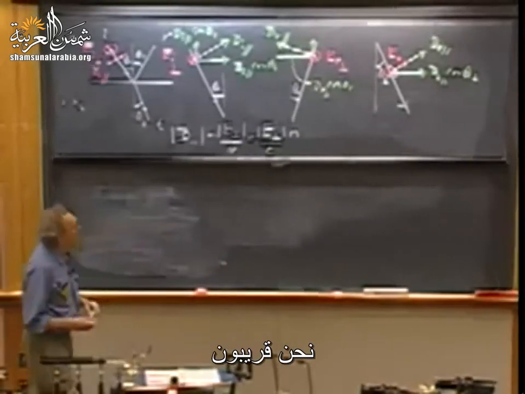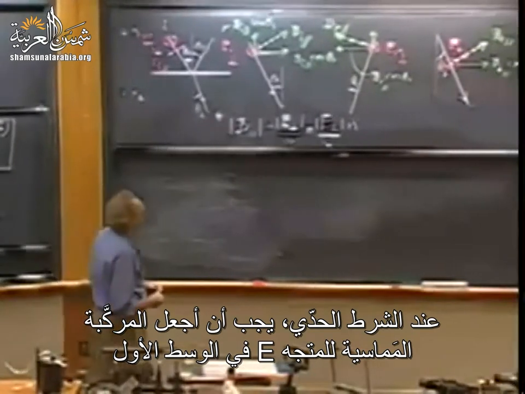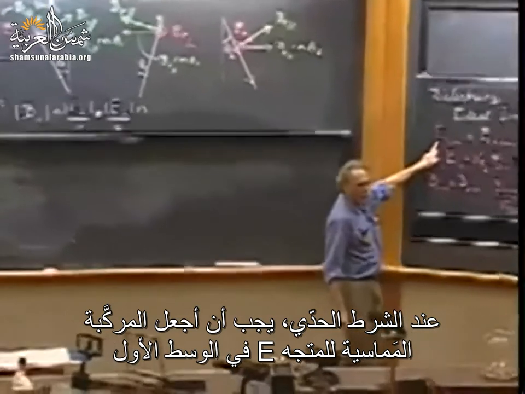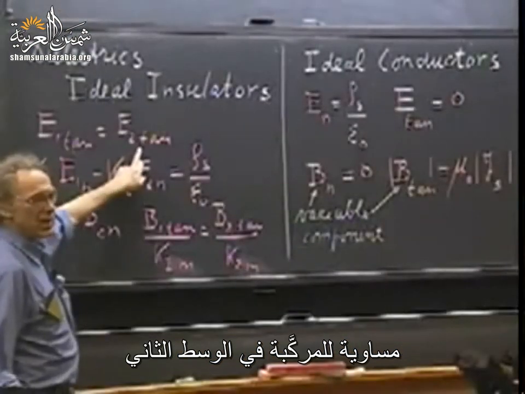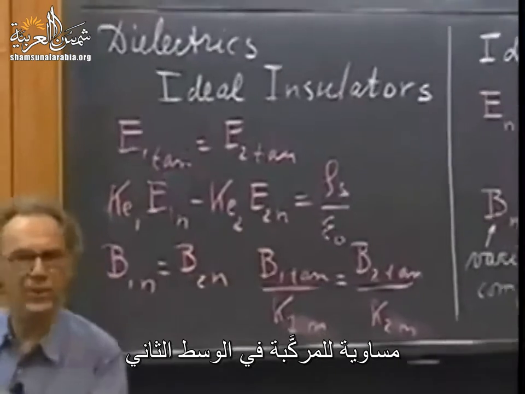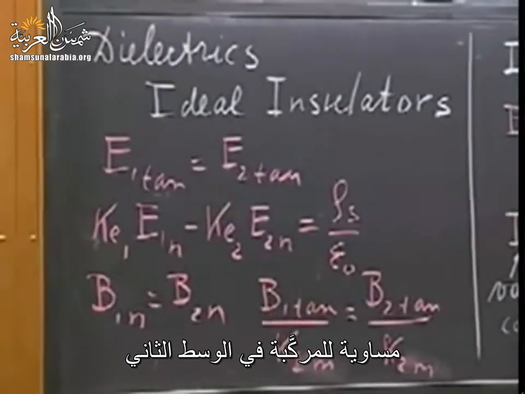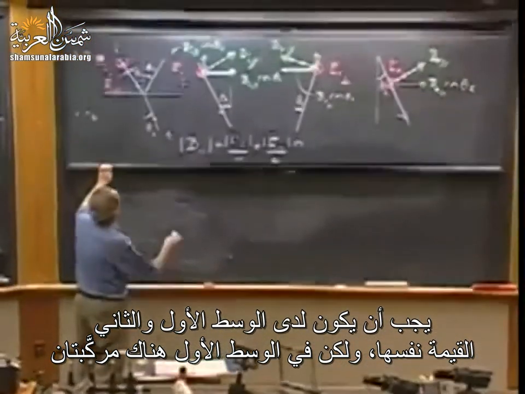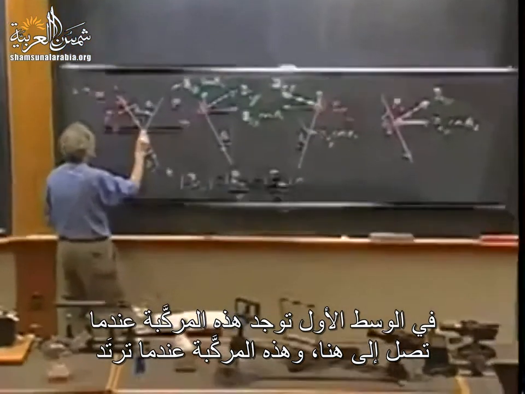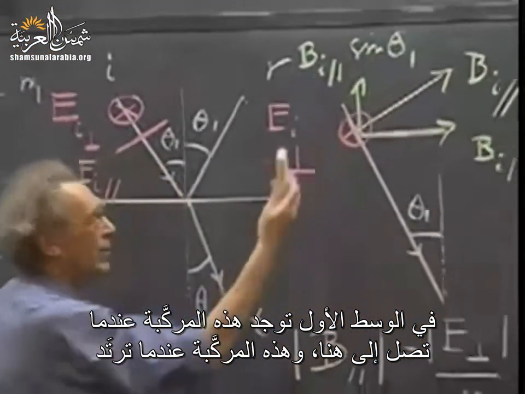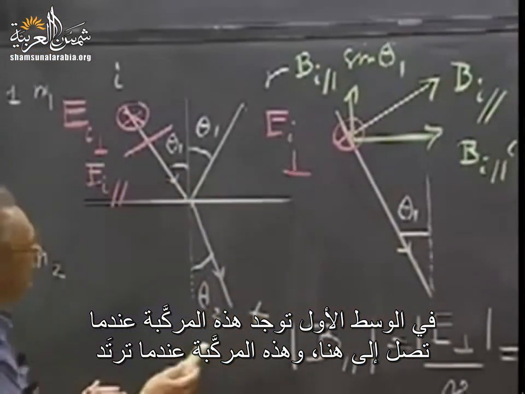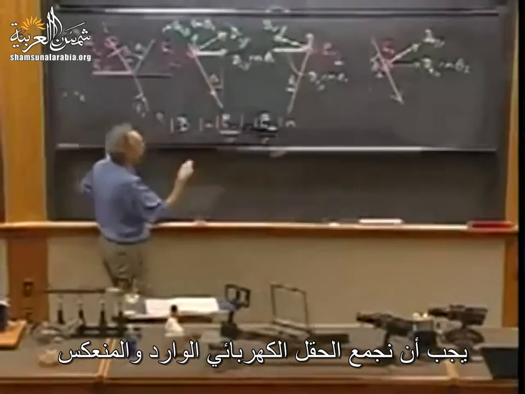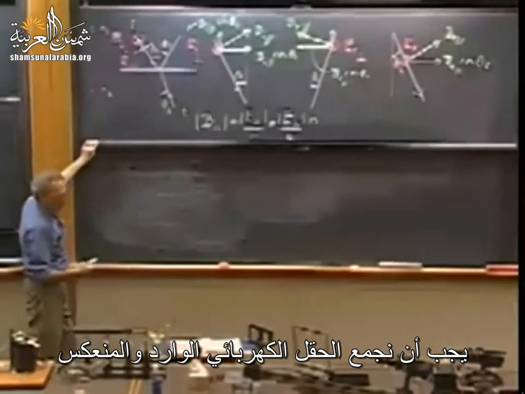We're close. At the boundary condition, I now must make the E vector, the tangential component on the left side, the same as the tangential component, not on the left side, on the top side, the same as in medium 2. Medium 1 and medium 2 must have the same. But medium 1 has two. Medium 1 has this component when it reaches here, and it has this component when it comes back. So I always must add the incident and the reflected E field, of course.